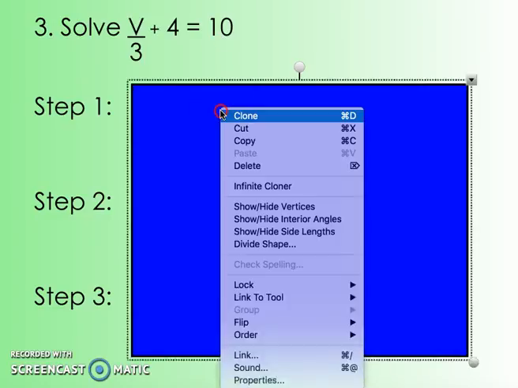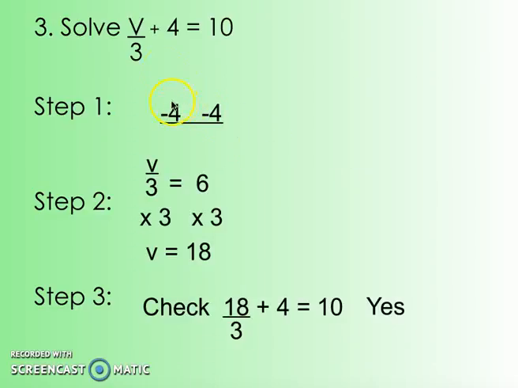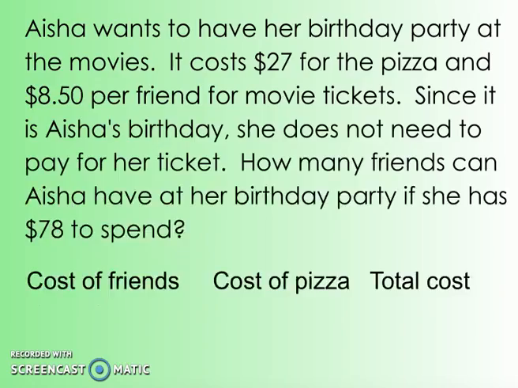Okay, so this is how I solved it. I subtracted 4 on both sides, and so got rid of the 4 first. And so I have v divided by 3 is equal to 6. In order to get rid of the 3 now, I multiplied by 3 on both sides. And so the 3's canceled, so v is equal to 18. And I even checked my answer. 18 divided by 3 plus 4 is 10. And so it did work.